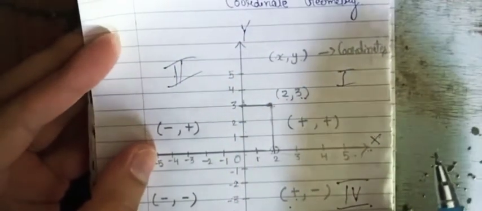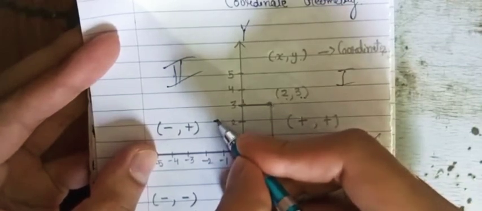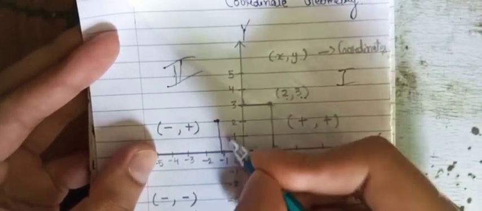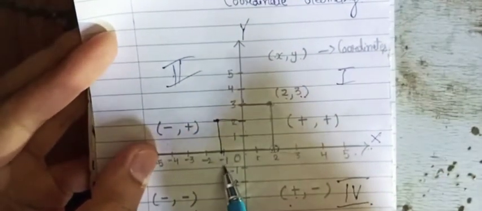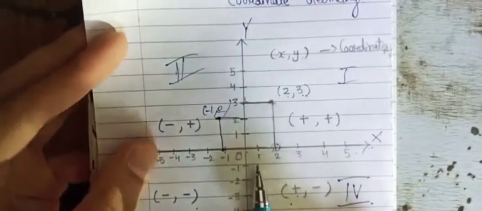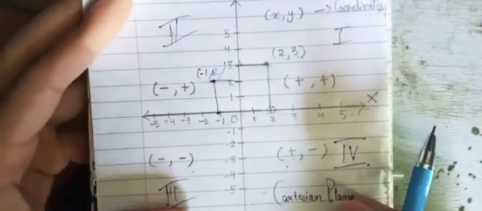In this way we can plot any point anywhere. Suppose I am taking a point here. Here I will draw the perpendiculars. Now what will be the coordinates? (-1, 2). So in this way we should understand how to plot points in the Cartesian plane.